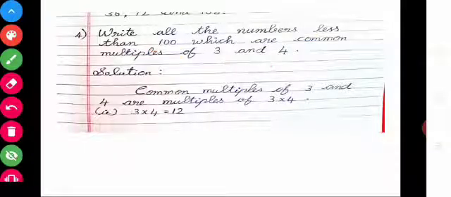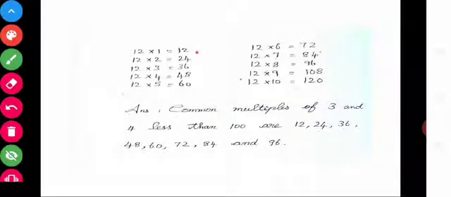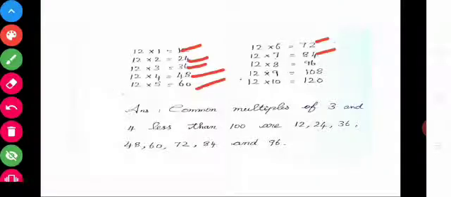And the next one: write all the numbers less than 100 which are common multiples of 3 and 4. The common multiples of 3 and 4, what are they? 3 fours are 12. Now write that: 12 ones are 12, 12 twos are 24, 12 threes are 36, 12 fours are 48, 12 fives are 60, 12 sixes are 72, 12 sevens are 84, 12 eights are 96, 12 nines are 108, 12 tens are 120. In these common multiples of 3 and 4, those less than 100 are 12, 24, 36, 48, 60, 72, 84 and 96. These are the common multiples of 3 and 4.